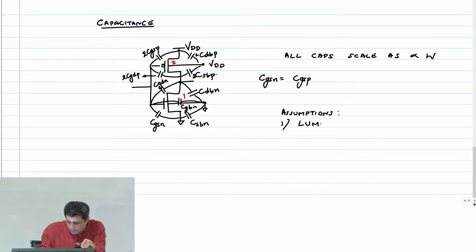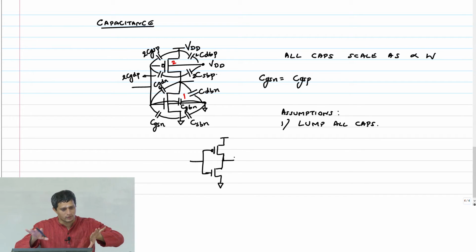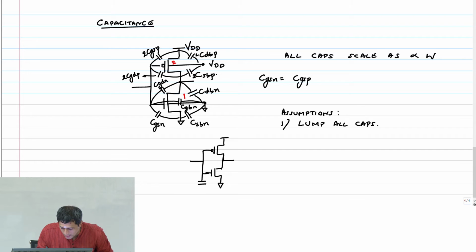I will lump all caps. First what I mean is this CGD, I'm simply going to make it a single gate capacitance. Ideally, you have to break it up as a Miller capacitance, part here, part there and all that. You can add all of them. I'm saying break everything and simply get a capacitance like this on the NMOS transistor. Similarly, for the PMOS transistor, I'm going to get one capacitance. I'll put the values there now.